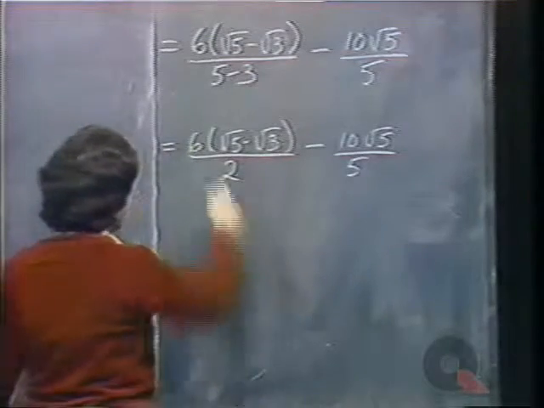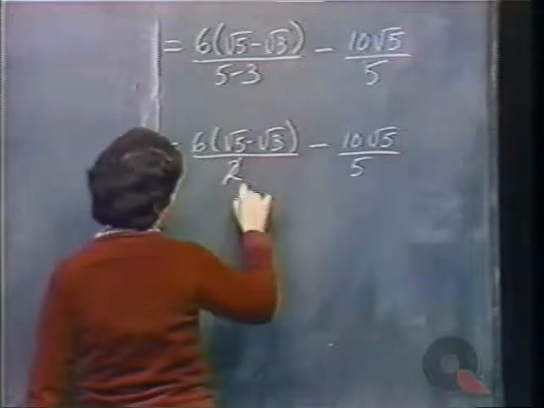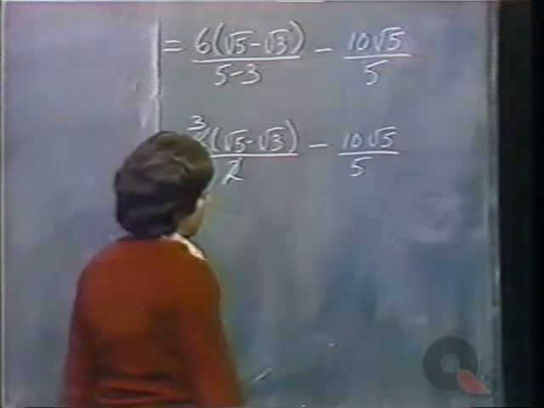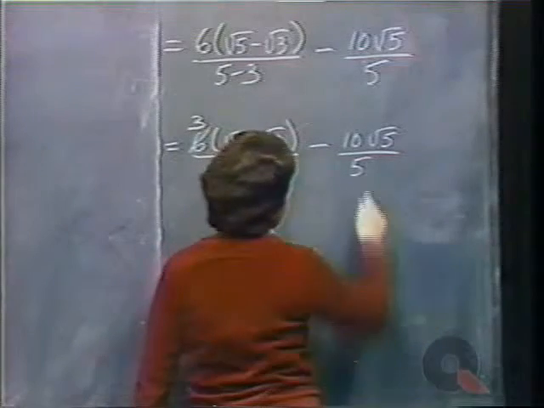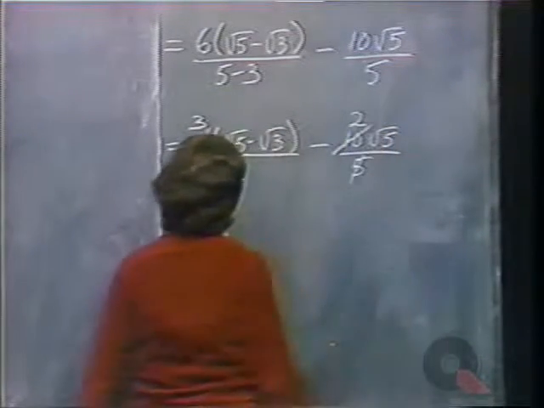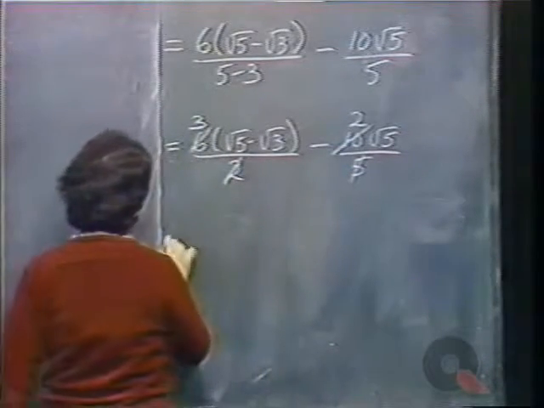All right, we can, in the first fraction, divide numerator and denominator by 2. 2 divided by 2 gives you 1. 6 divided by 2 gives you 3. In the second fraction, divide numerator and denominator by 5. 5 divided by 5 gives you 1. 10 divided by 5 gives you 2. Remember that there are 1s down here, not 0s.